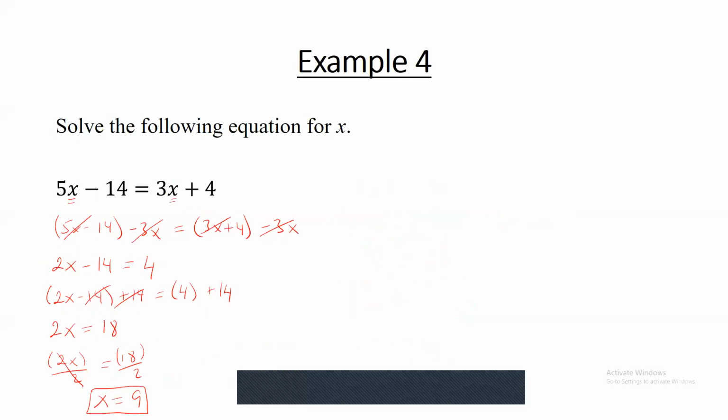Similarly, in example 4, if we plug 9 in for x, 5 times 9 is 45 minus 14 equals 3 times 9 is 27 plus 4. And in both cases, 45 minus 14 is 31. 27 plus 4 is 31. Again, looks like we have the correct solution.